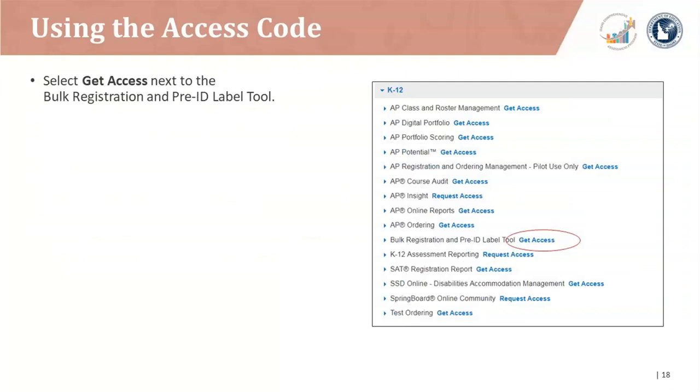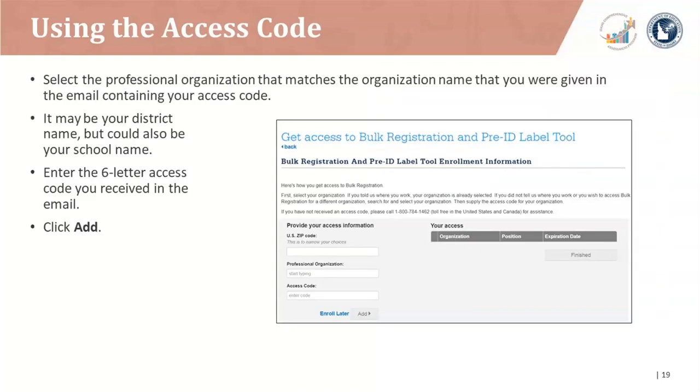Select Get Access next to the bulk registration and pre-ID label tool. Select the professional organization that matches the organization name that you were given in the email containing your access code. It may be your district name, but it could also be your school name. Enter the 6-letter access code you received in the email and then click Add.